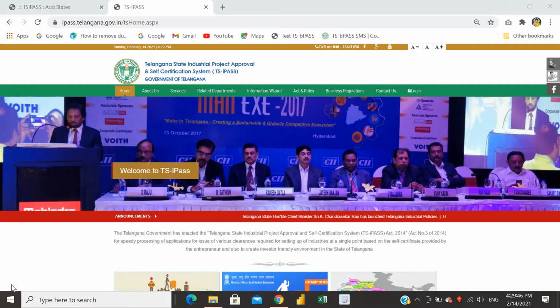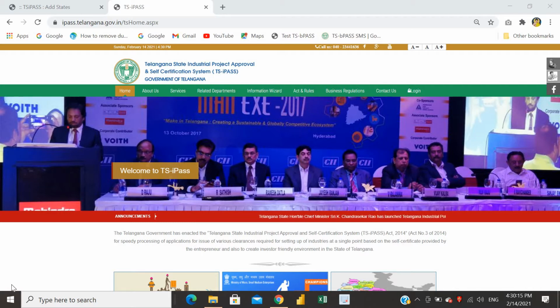So the CFE Common Application Form is a combined application form for obtaining the approvals during the establishment stage. The CFO Common Application Form is a combined application form for obtaining approvals during the operation stage. Now, the CFE Common Application Form consists of two parts. The first part is the CFE Questionnaire and the second one is the CFE Common Application Form.